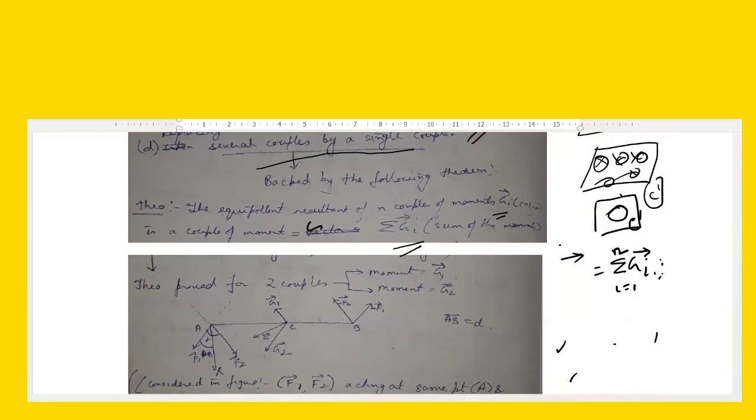For that proof, we are considering two couples, and you can extend it to any finite number of couples because the strategy remains the same. For simplicity, we are taking the simplest case. There are two couples, G1 and G2. For G1, there are two forces, F1 and minus F1, acting at two different points of application. And for G2, again there are two forces, say H1 and minus H1. Again, the points of application are different.